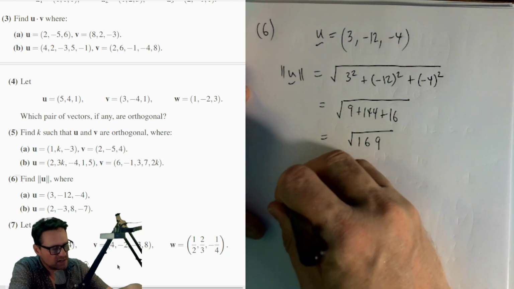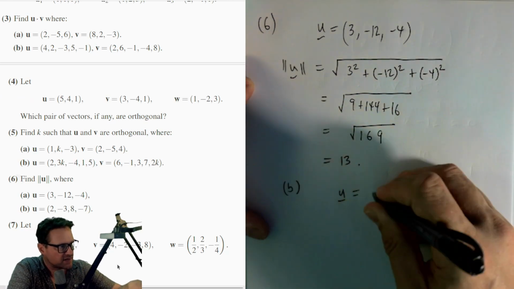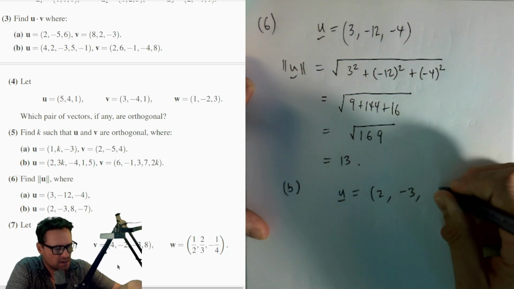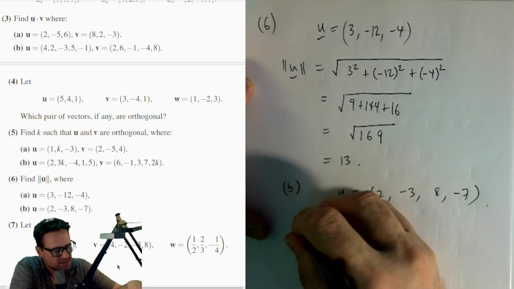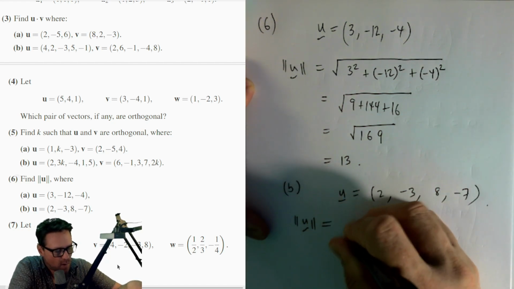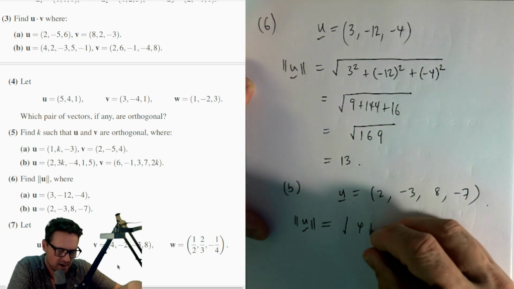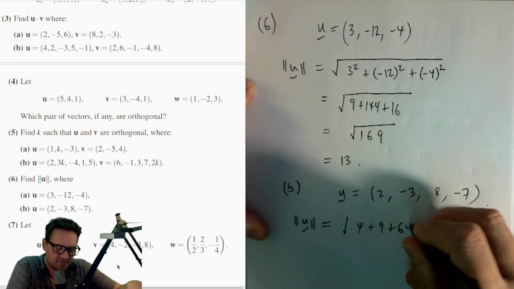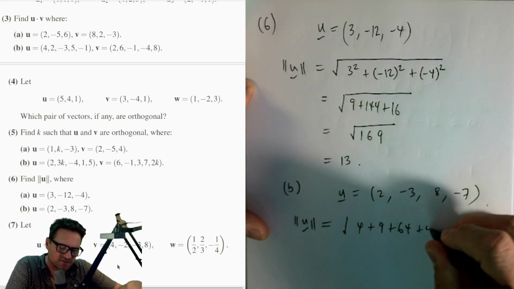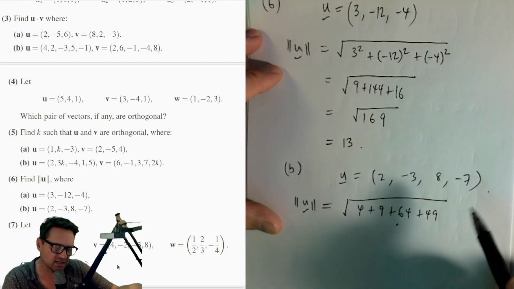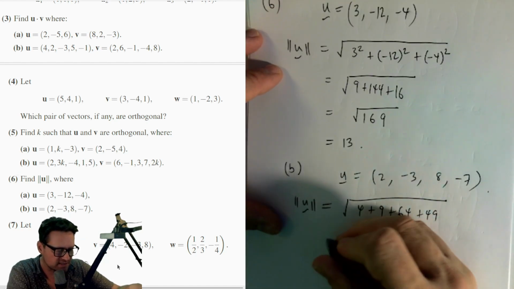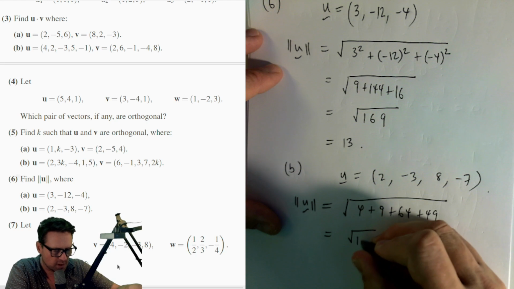Okay, part B. So this time u is the vector 2 minus 3, 8 minus 7. And so the norm of u is the square root of 2 squared is 4, minus 3 squared is 9, 8 squared is 64, minus 7 squared is 49. So 113 plus 13 is 126. So we have the square root of 126.